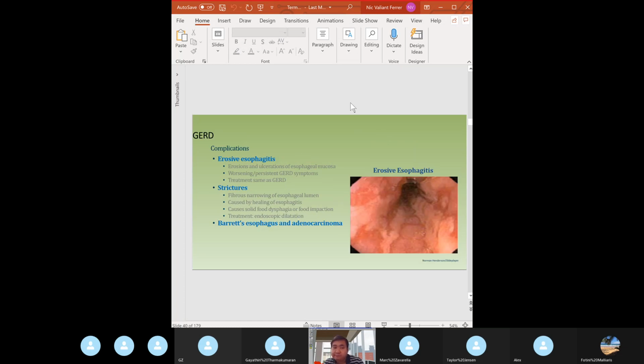What are the complications of GERD? First, erosive esophagitis. You have worsening of GERD symptoms. You have erosions in your esophageal mucosa. Treatment, same as GERD. It can progress to strictures, which is fibrous narrowing of the esophageal lumen. This is due to healing of the esophagitis. Treatment, endoscopic dilation. Then, it can develop to Barrett's esophagus and adenocarcinoma. So there is a progression, right? You have GERD, then erosive esophagitis, which can lead to strictures. Then it leads to Barrett's esophagus. Then it leads to adenocarcinoma.